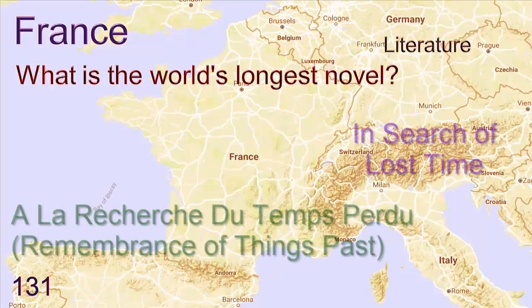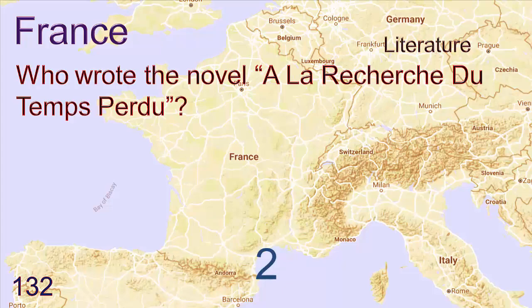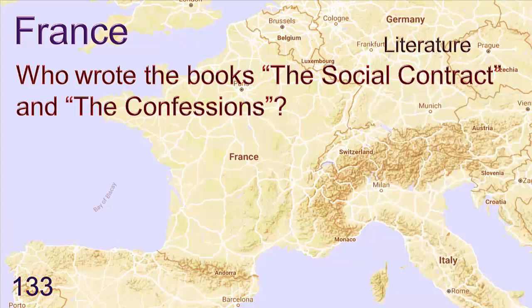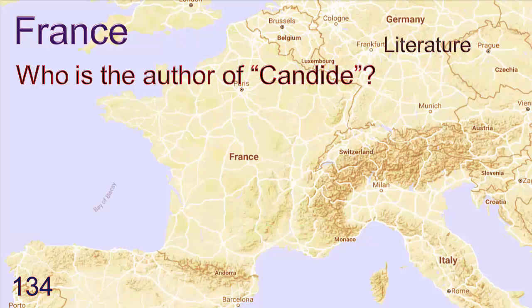What is the world's longest novel? À la recherche du temps perdu, Remembrance of Things Past. Who wrote the novel À la recherche du temps perdu? Marcel Proust. Who wrote the books The Social Contract and The Confessions? Jean-Jacques Rousseau.